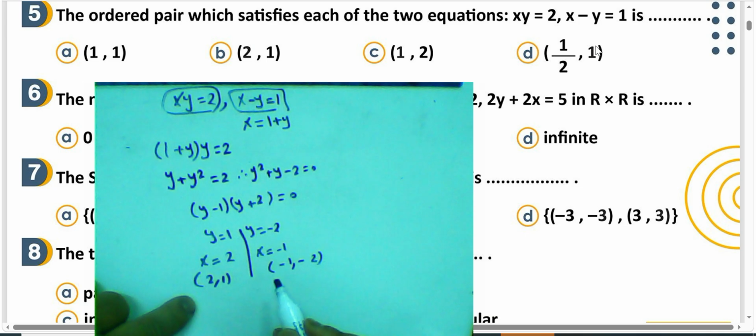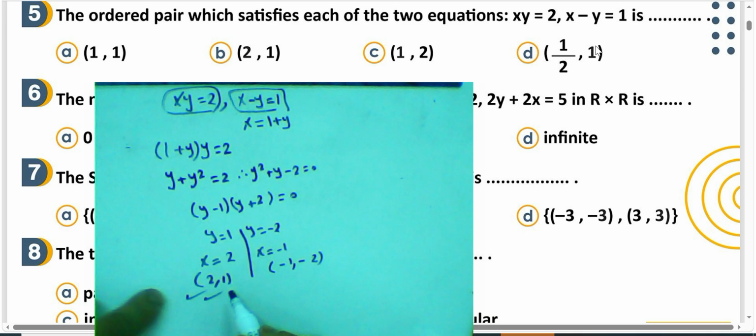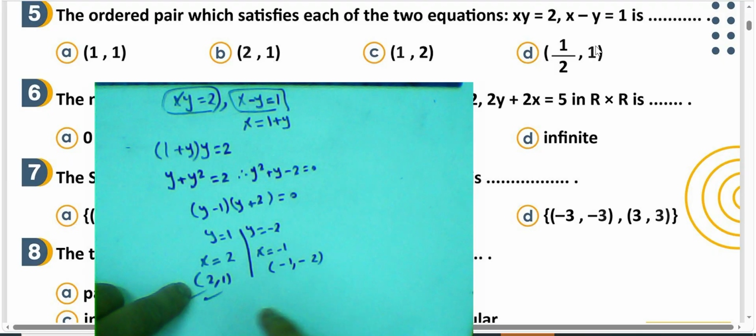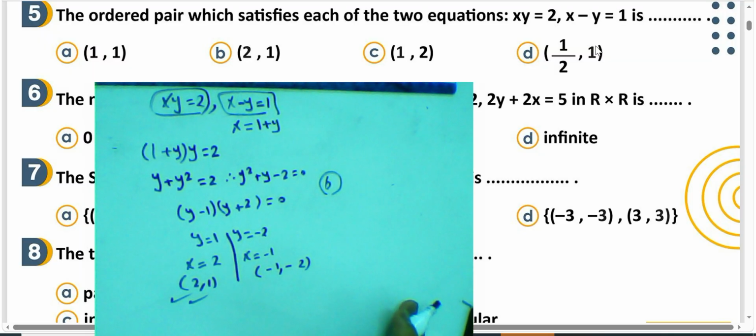So we have 2 and 1, and negative 1 and negative 2. So you can choose 2 and 1. Then the ordered pair which satisfies these equations from the solution, we choose 2 and 1. Okay, choose letter B, 2 and 1.